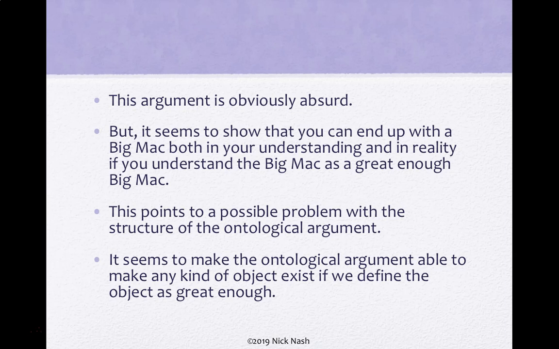So in the original example, the original version of this objection to the ontological argument, the person who was objecting was talking about an island. So imagine an island greater than an island so great. An island than which none greater can be conceived, right? And then following from understanding this island, the island must exist in the same way that my Big Mac exists.